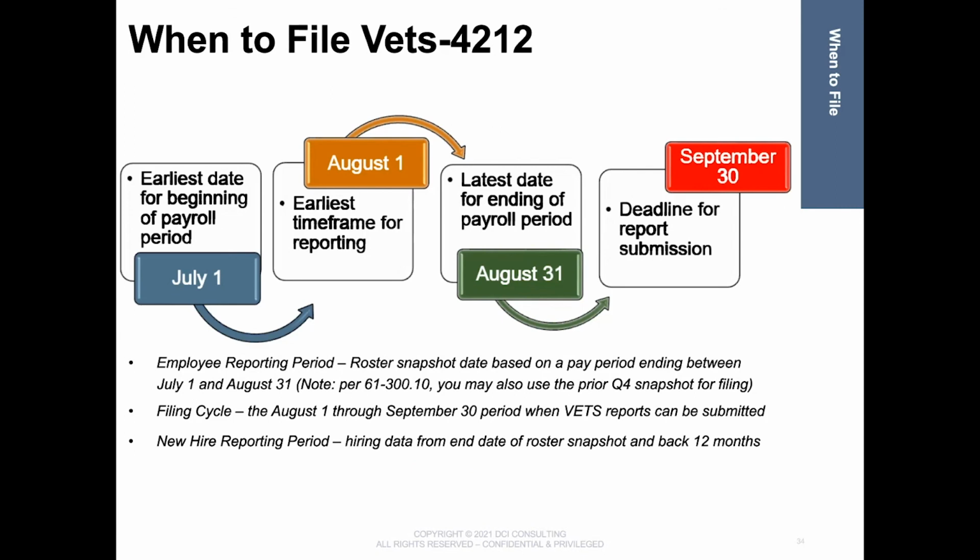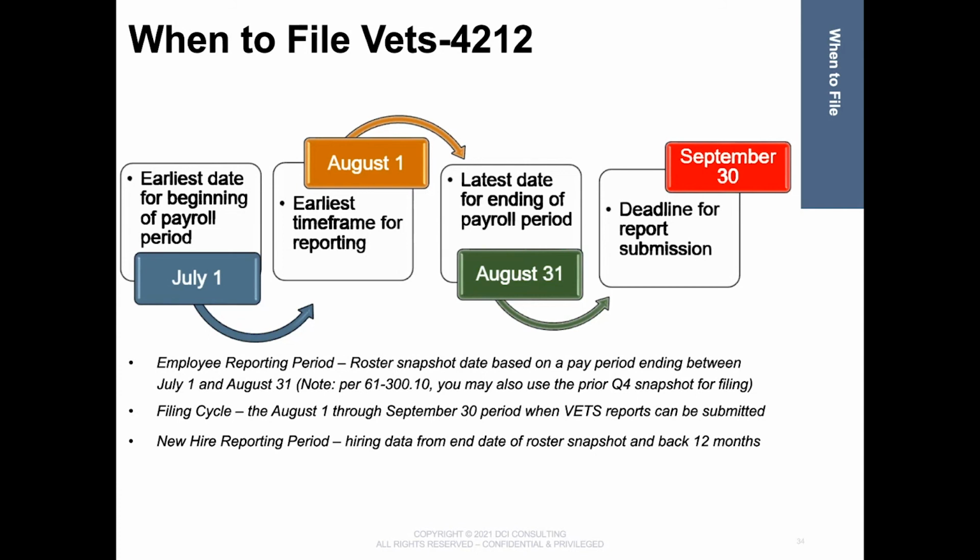So for the VETS-4212, you can begin pulling your information and a payroll date as early as July. You start filing between August and September 30th. Your new hires are going to be from 12 months back from whatever your payroll period is. There is a caveat with the payroll period here.